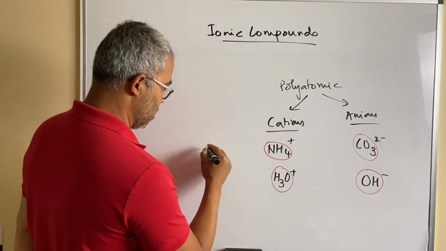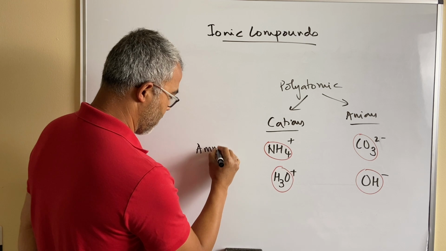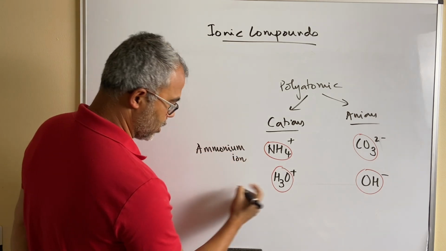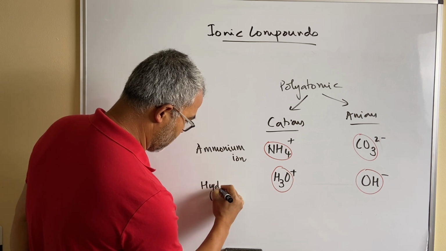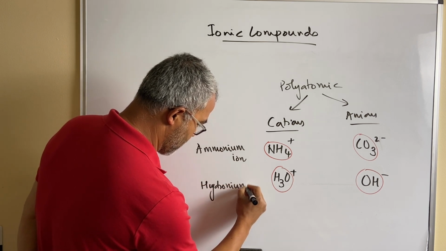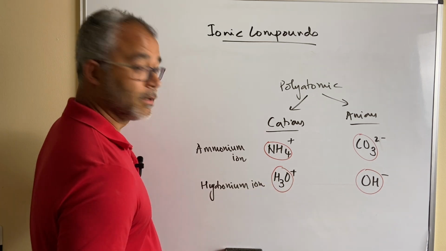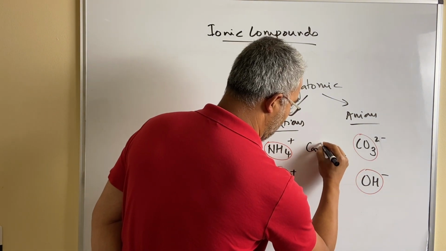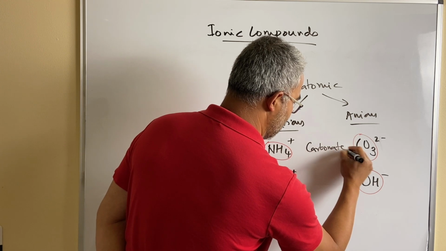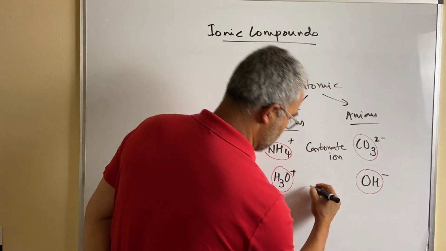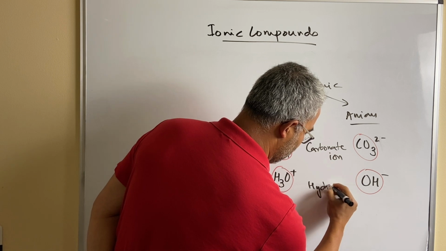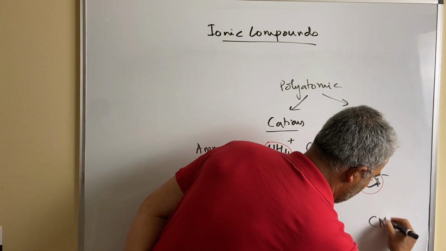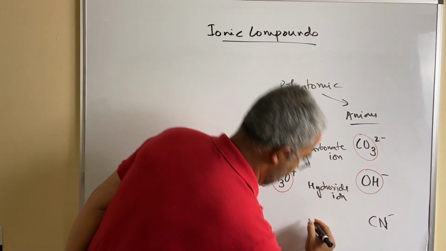This one's called the ammonium ion. This one's called a hydronium ion. This one is a carbonate ion, C-A-R-B-O-N-A-T-E ion. This one's called a hydroxide ion. We have another one out here, cyanide ion.